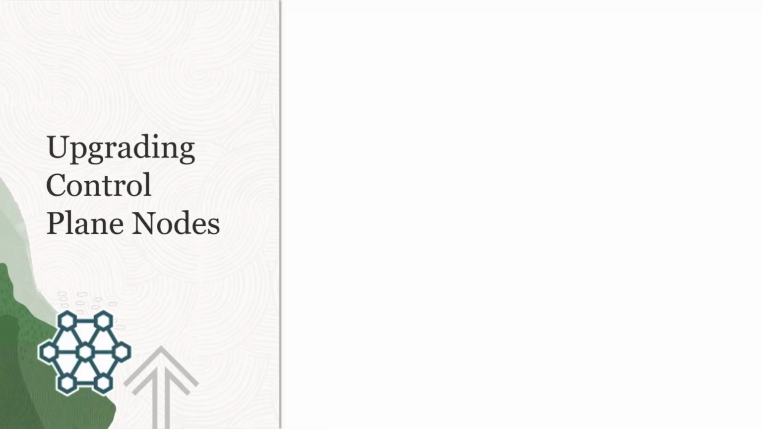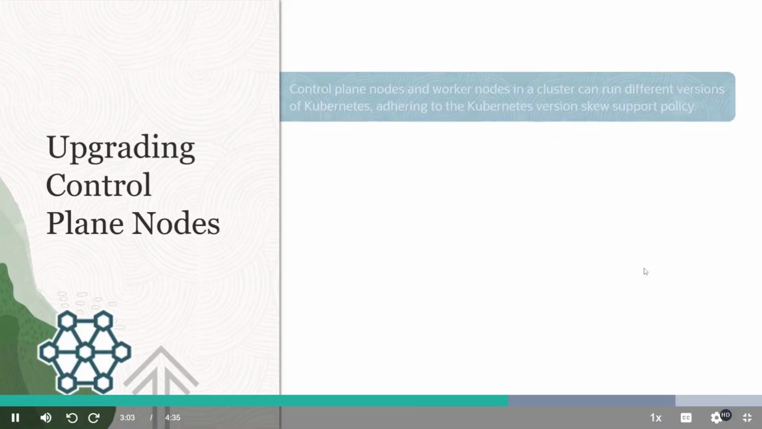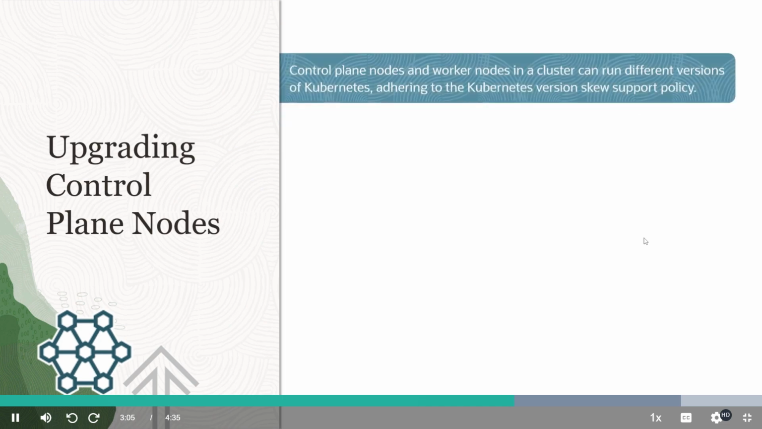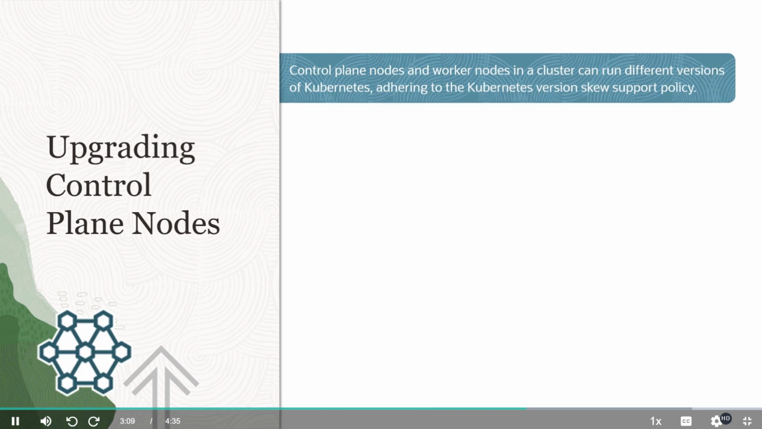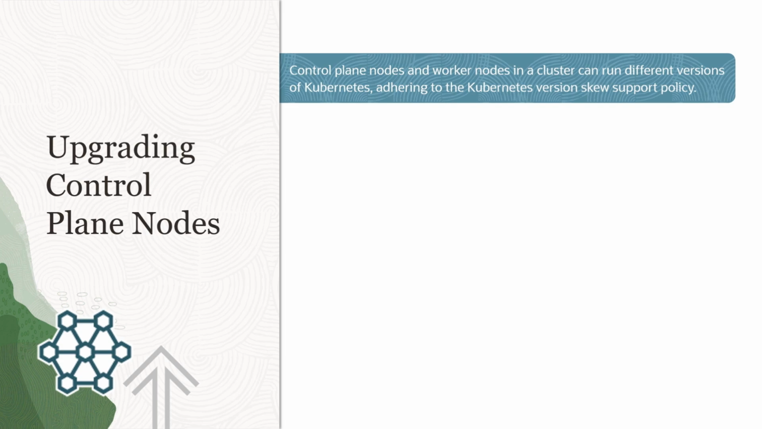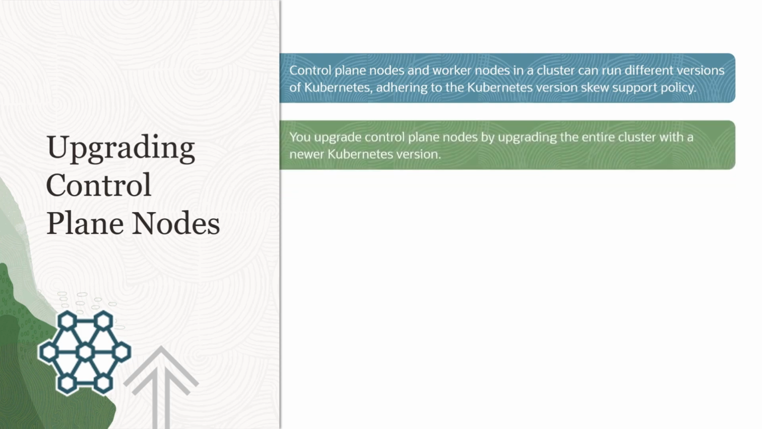Let's navigate through the key points. Firstly, Kubernetes embraces version diversity, allowing control plane nodes and worker nodes to gracefully run different versions, all within the bounds of the Kubernetes version SKU support policy. Now, the upgrade journey begins.